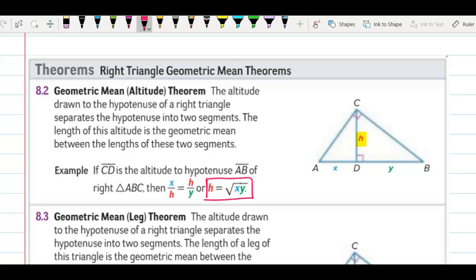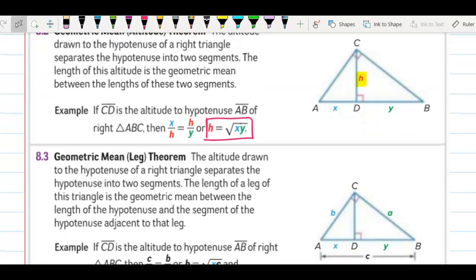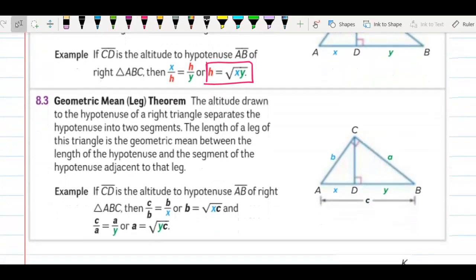So h is equal to the square root of x times y. So we took both pieces of the base, multiplied them together, and took the square root. Similar idea, if we were going to find one of the sides, so if I was finding A, I would take the side of the base that's closer to A, multiply it by the whole base, and then take the square root.